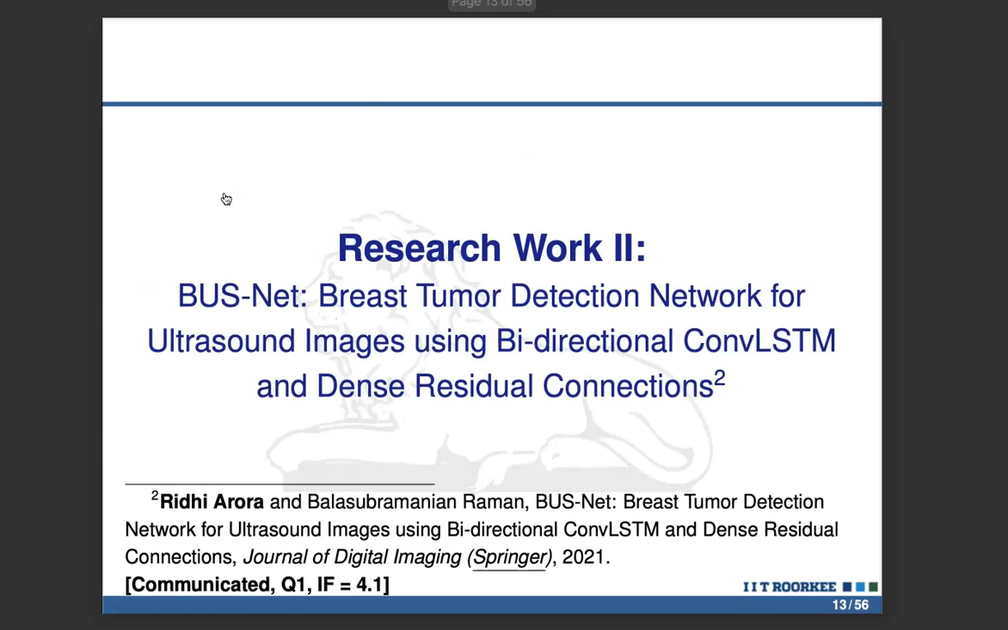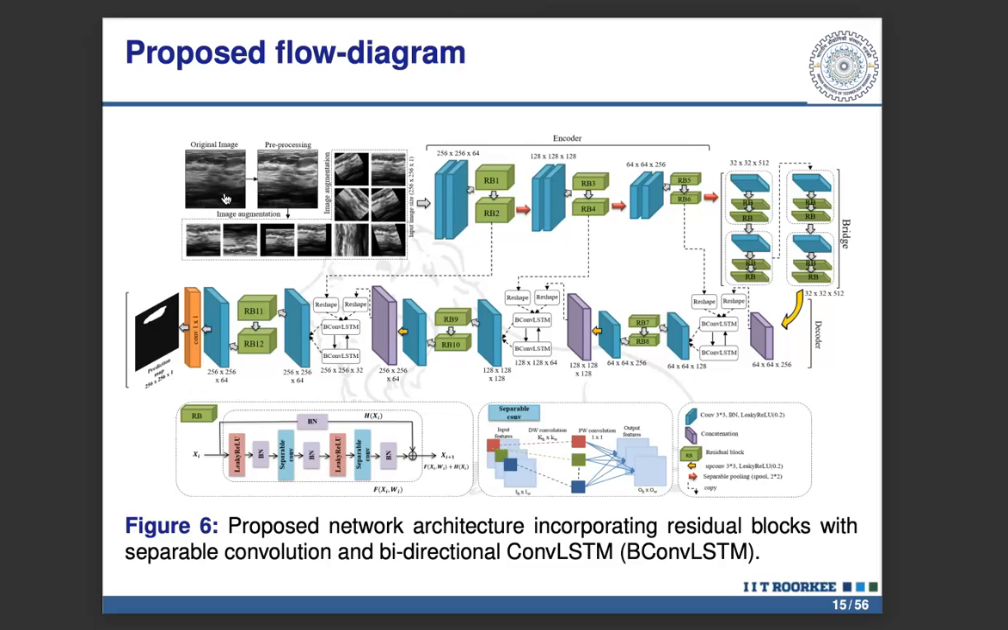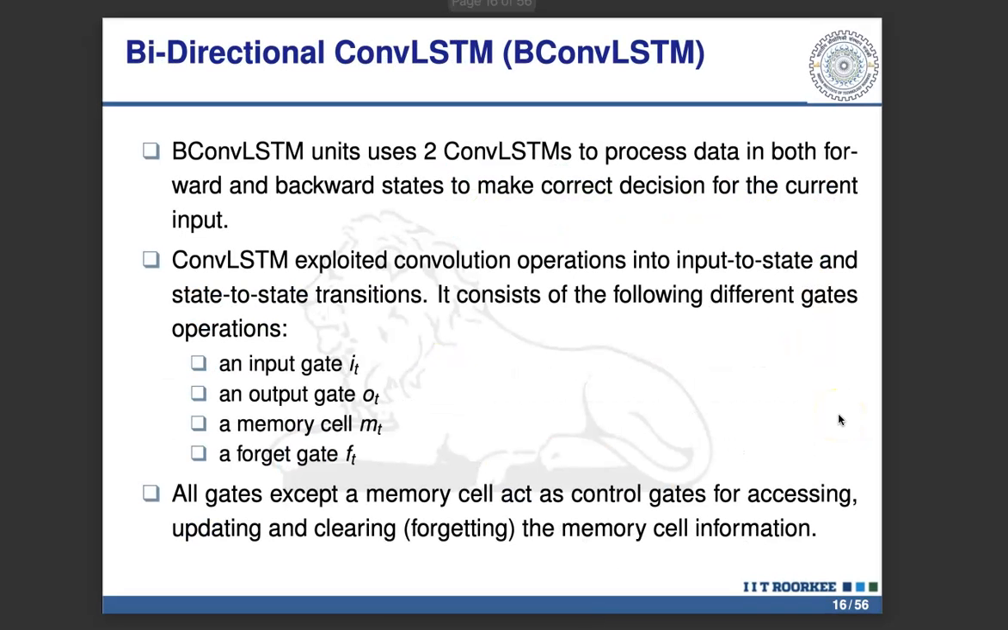This is the second work, a breast tumor detection network for ultrasound images using bidirectional convolutional LSTM and dense residual connections. It contains an encoder, bridge and decoder section, wherein each contains a residual block whose architecture is shown at the bottom of the figure, and in the decoder section we have bidirectional convolutional LSTM units, which contain an input gate, output gate, memory cell and a forget gate.